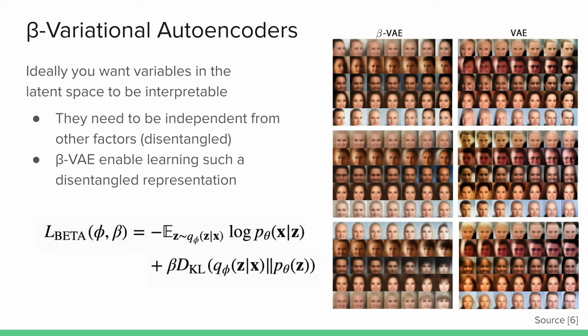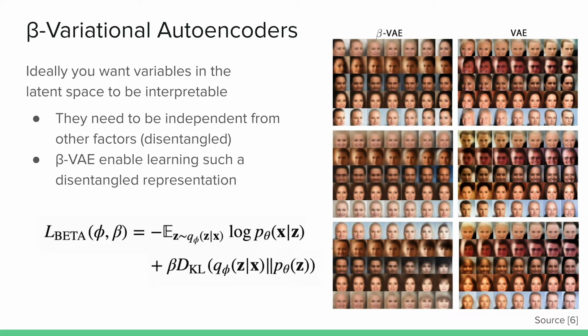So ideally, they're independent from other factors, and then we would call this disentangled. If we don't use beta variational autoencoders, we might end up with a latent space representation that is entangled. So when you change one variable, you might have different kinds of property changes in the output at the same time.